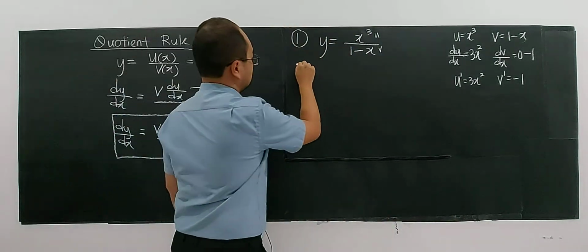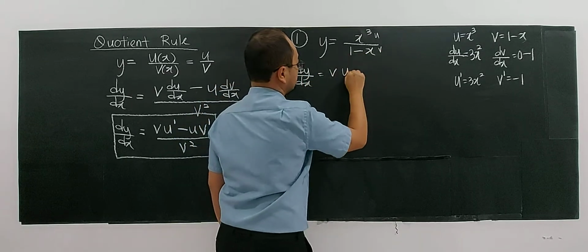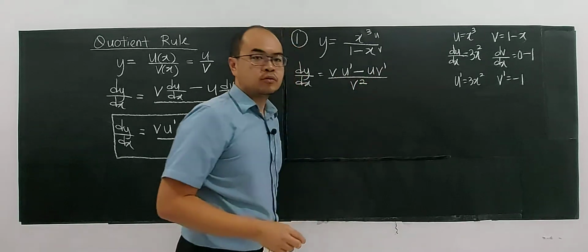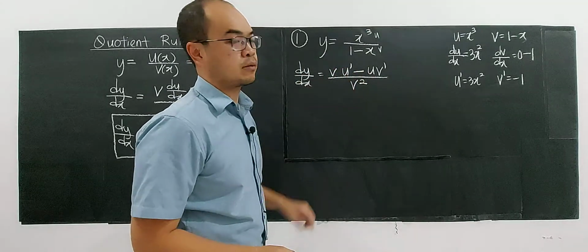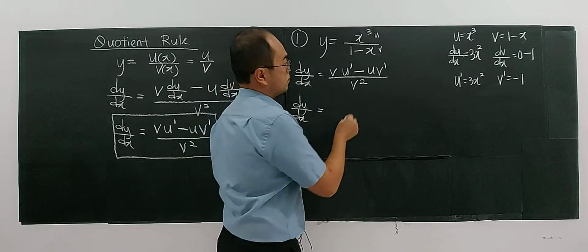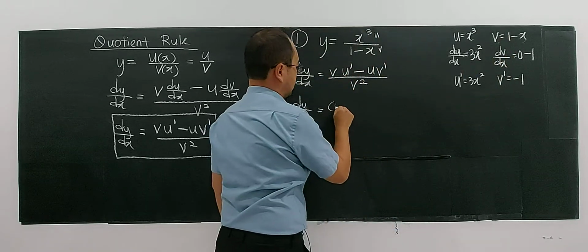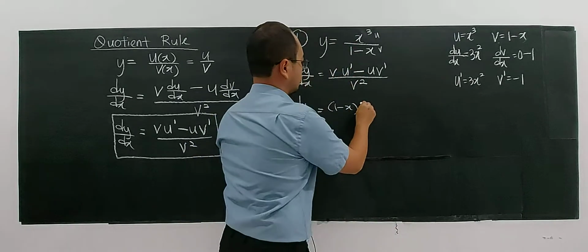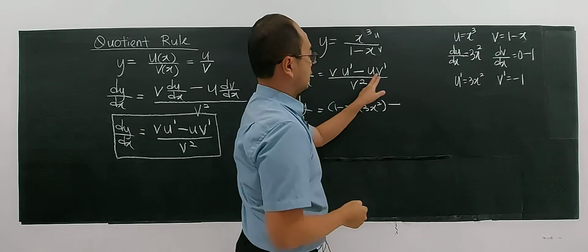What you need to do now is apply the formula. Know that dy dx will be v u prime minus u v prime over v to the power of 2. As you differentiate, keep writing the formula until you're very familiar with it, then you can stop writing it. So this you must practice. So v is 1 minus x, and u prime will be 3x to the power of 2, minus u.